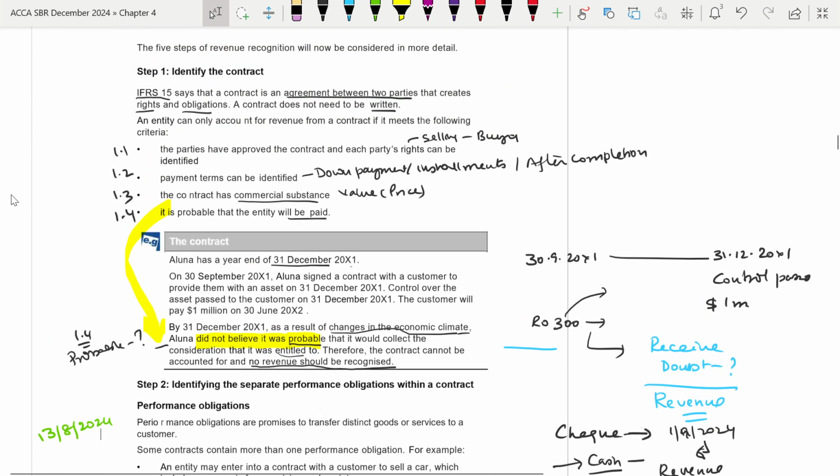What are the 4 steps in contract? It has to be approved by each party. There should be payment terms and conditions, and the contract should have commercial value, that is the price, and there is a probability that the contract will be completed, will be paid, the amount will be paid.